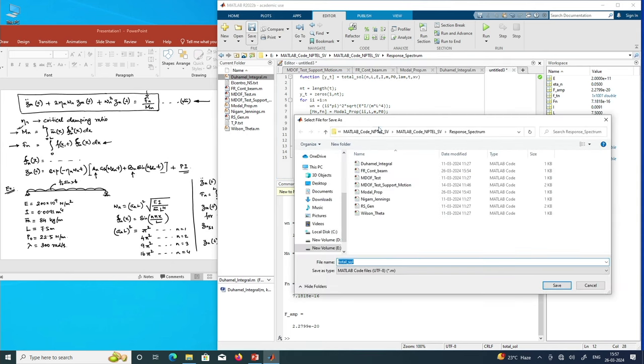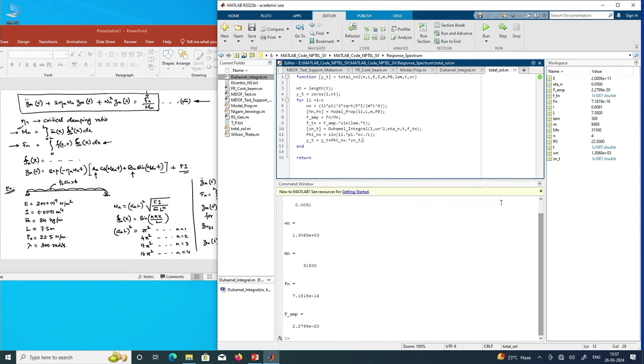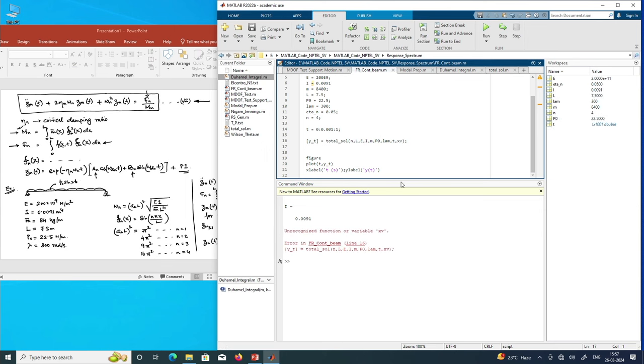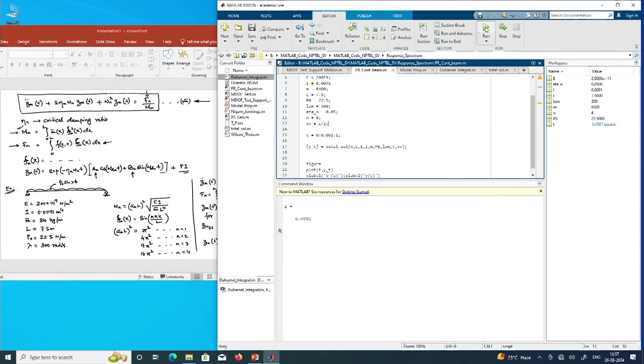So, let us save this. So, the name is total solution and then we will call this function from the main file. And then instead of z n t, let us plot here y of t. So, this is y of t. We did not define x v is equal to L/2. So, that is the position where we find out the response of the beam. Now, we also have to define eta.